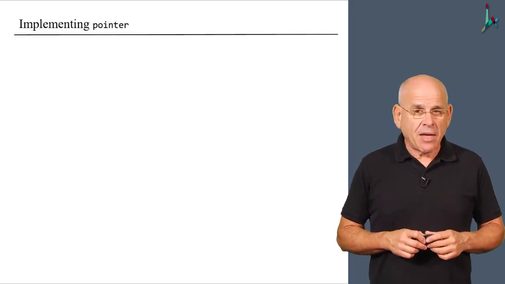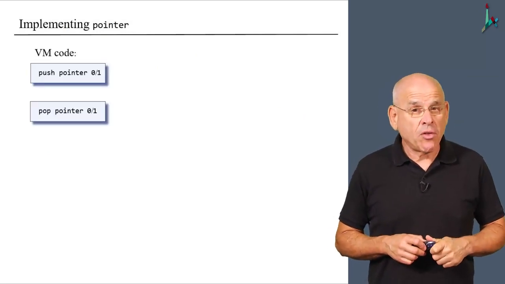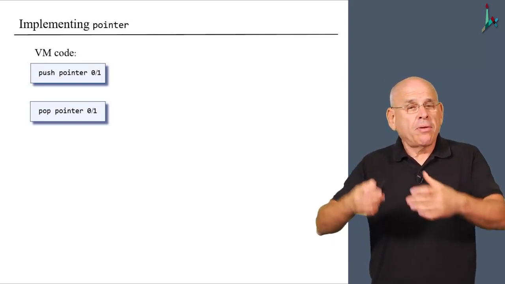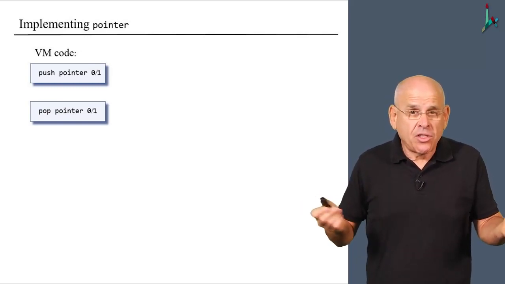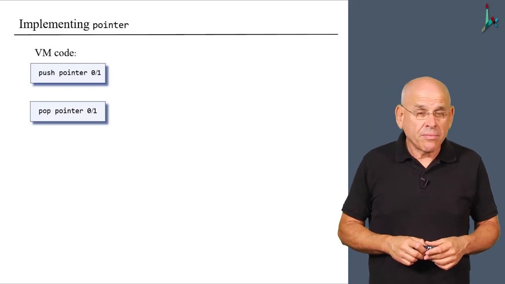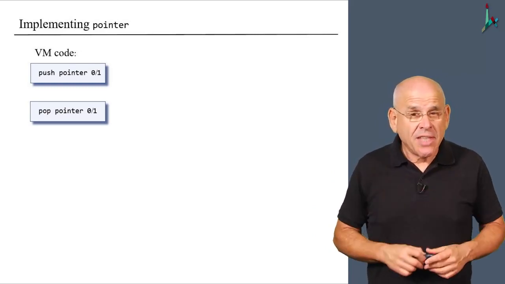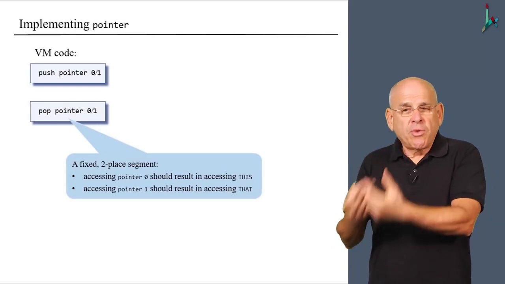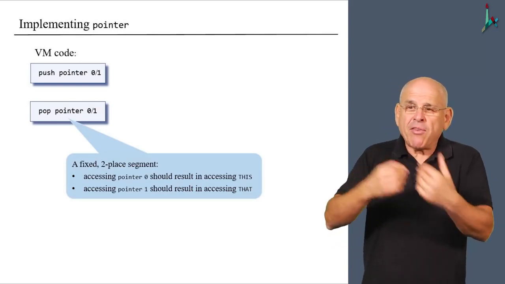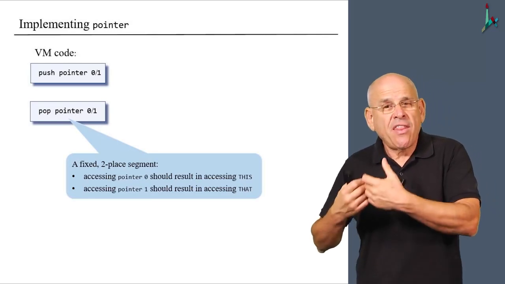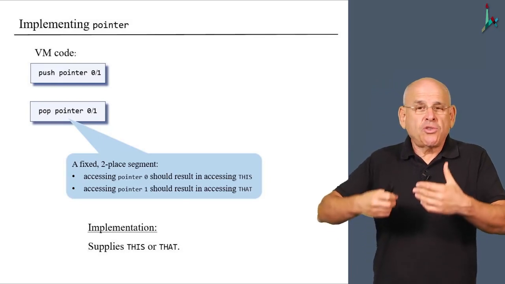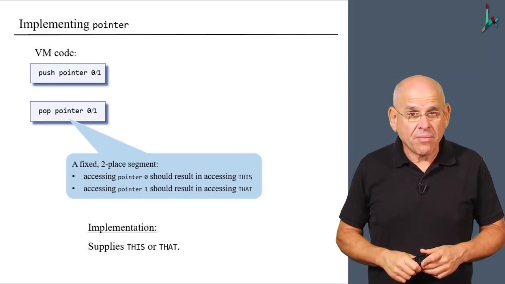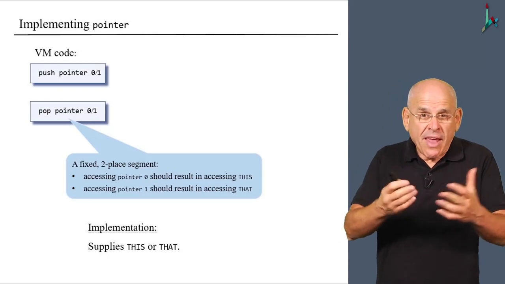Pointer is a fixed memory segment. It has only 2 entries, 0 and 1. And therefore, the only push and pop commands which are applicable here are push and pop pointer 0 and 1, and any other integer is simply invalid in the context of pointer. Now, what do we do with these commands? This was just the syntax of the commands. Well, whenever the VM code tries to access pointer 0, it should result in accessing this. And whenever it wants to access pointer 1, it should result in accessing that. So the implementation should service these push and pop commands by supplying this and that.